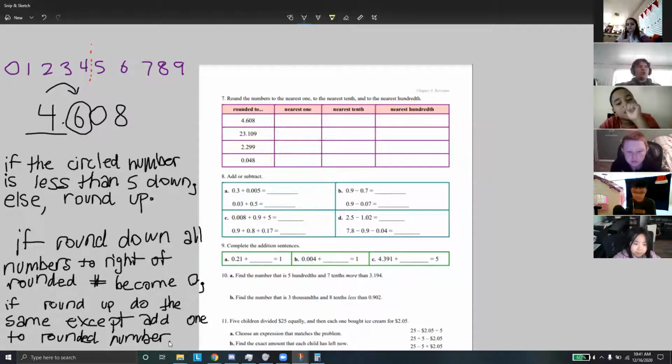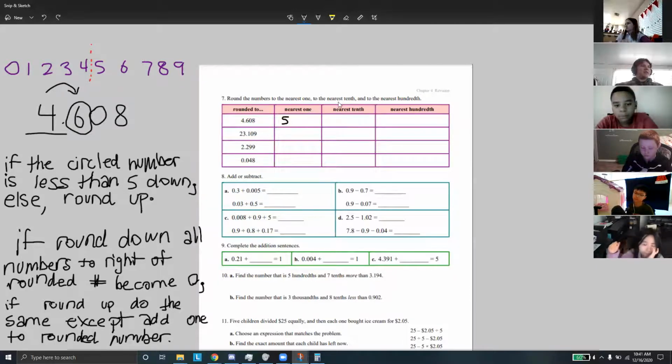Okay, so 4.608, and we're rounding to the nearest 1. The 6 is 5 or greater, so we're going to round up. We add 1 to the place we're rounding to, which is the ones place, and then turn everything to the right to a 0. So we can just write that as 5.